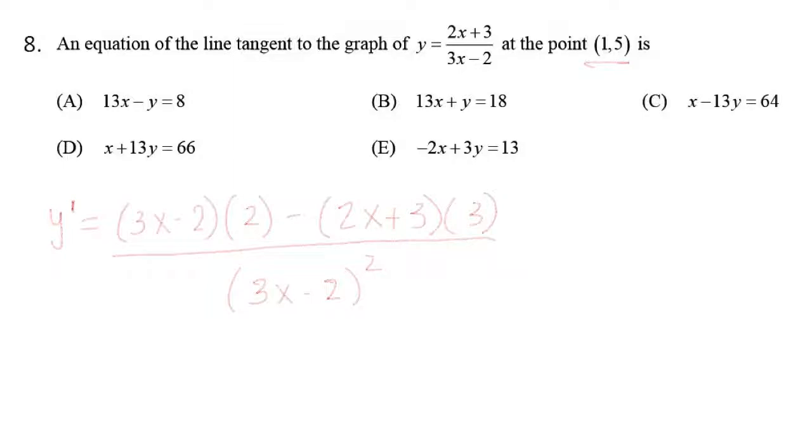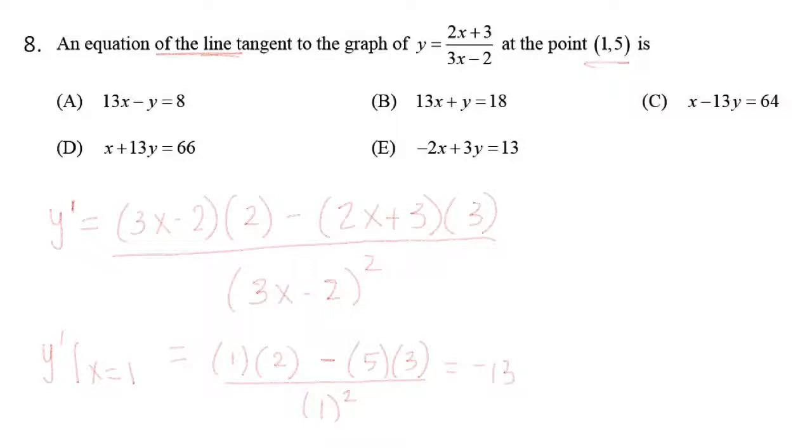And so now, to generate the equation of that tangent line, I need the value of y prime when x equals 1. So we're going to plug in a 1 everywhere I see an x. So that's going to give me 1 times 2 minus 5 times 3, and that's going to be all over 1 squared. And so if we keep working on this one here, we notice we have 2 minus 15, which is going to give us negative 13 over 1.